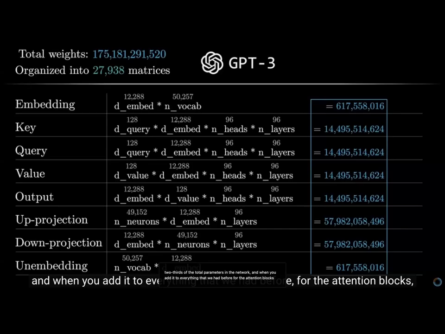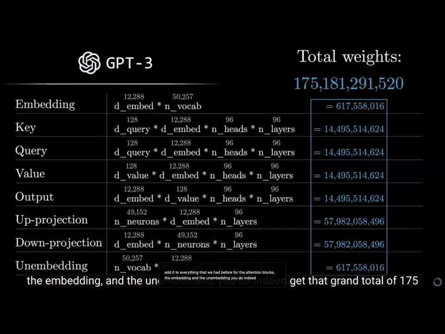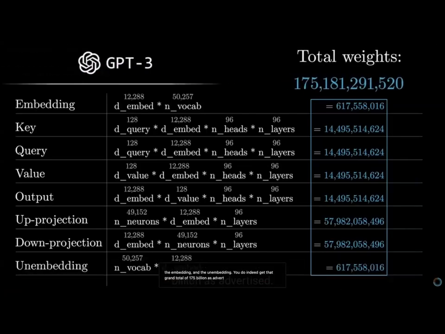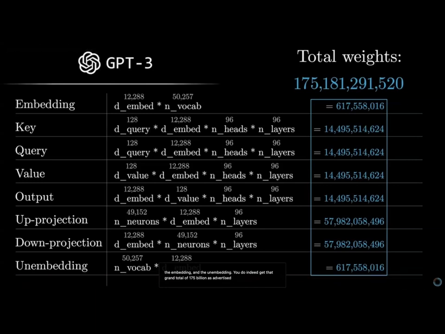So you can see here that the feed forward, this up projection and down projection, that's the feed forward part, right? That actually gives you most of the parameters. With the embedding and the unembedding, you do indeed get that grand total of 175 billion as advertised. So that's where that 175 billion is coming from.